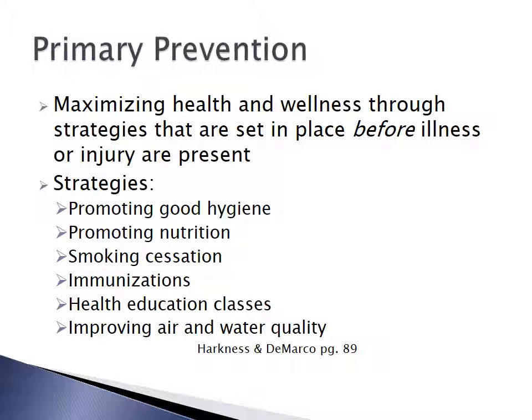Primary prevention. Primary prevention is maximizing the health and wellness through strategies that are set in place before the illness or injury is present. Before is the key word. Primary prevention strategies include promoting good hygiene and good nutrition, smoking cessation, immunizations, and health education. Immunizations are one of the best examples for protecting individuals and populations from communicable disease through primary prevention. A common role of the community health nurse is to provide immunizations. Forward to the next slide for more discussion on immunizations.